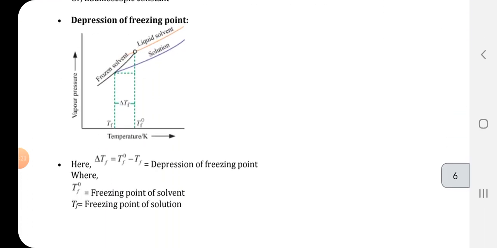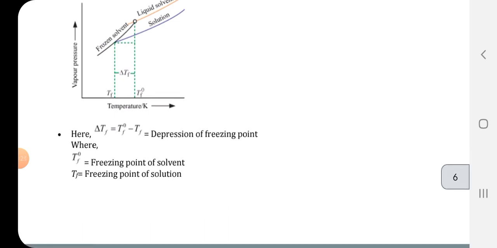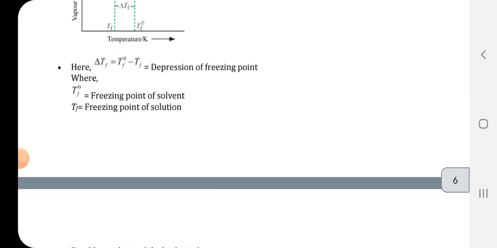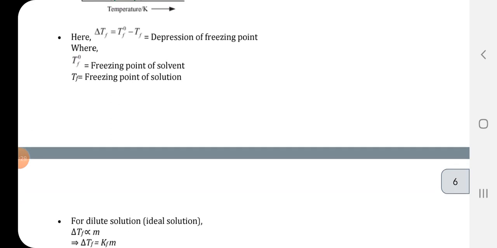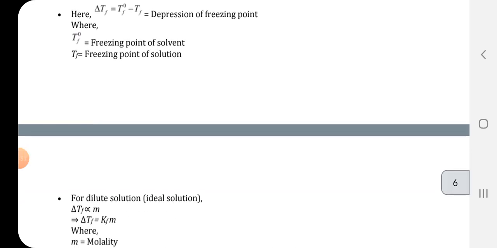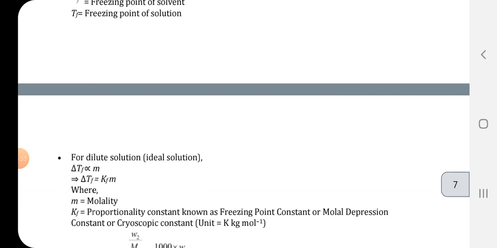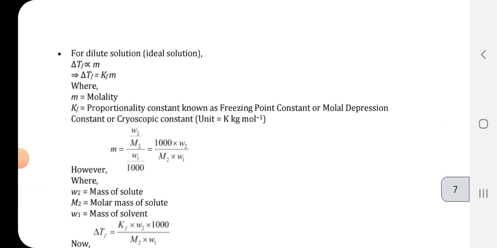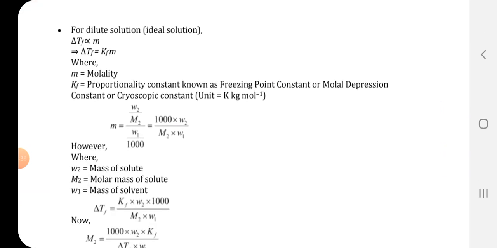Depression of freezing point. Here delta Tf equals Tf naught minus Tf, that is the depression of freezing point, where Tf naught is the freezing point of the solvent and Tf is the freezing point of the solution. For dilute solutions, delta Tf equals Kf into m, where Kf is the cryoscopic constant or molal depression constant or freezing point constant.